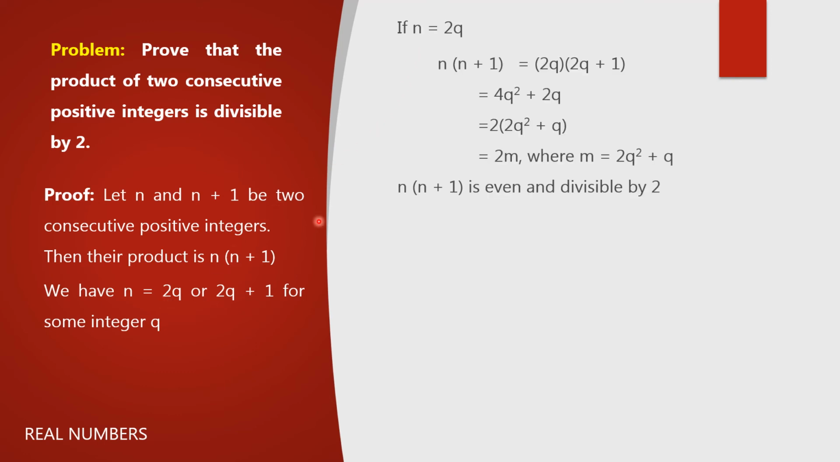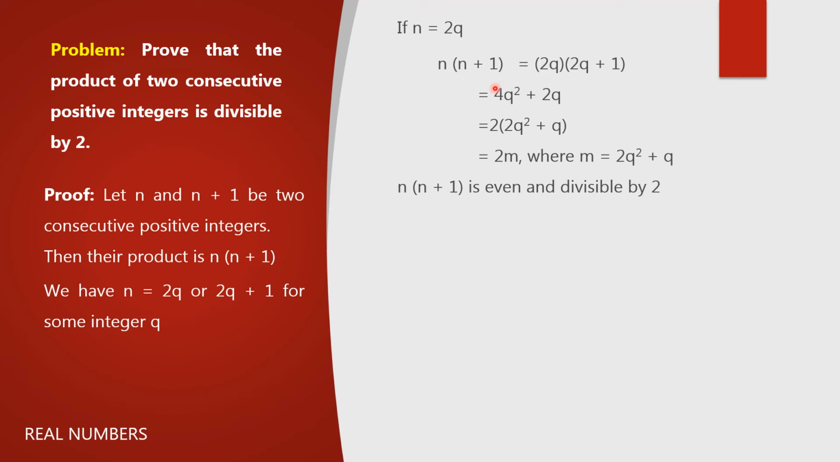Coming to case 1, n is equal to 2q. The possible value for n is 2q. If n is equal to 2q, what will happen? n into n plus 1, you have to check the divisibility of the product by 2. Therefore, I will calculate n into n plus 1 is equal to, n is 2q.